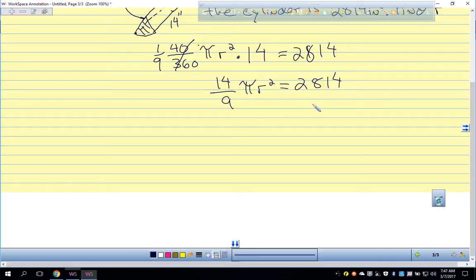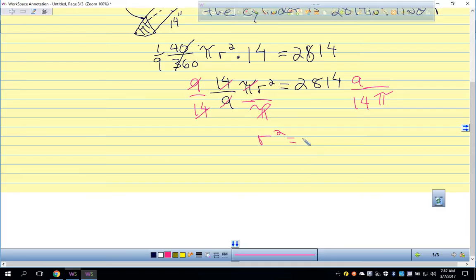How can I get r squared by itself? What would I have to do? Multiply by 9 over 14. So I'm going to multiply both sides by 9 over 14, and then I'm also going to divide by pi. Multiply by 9, divide by 14, divide by pi, and I get r squared is equal to this.